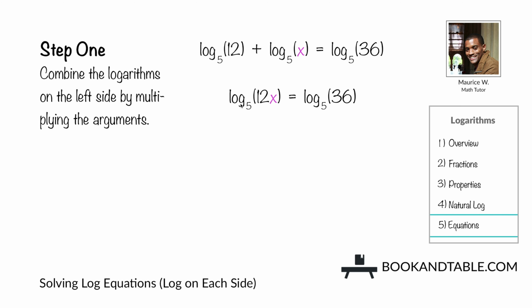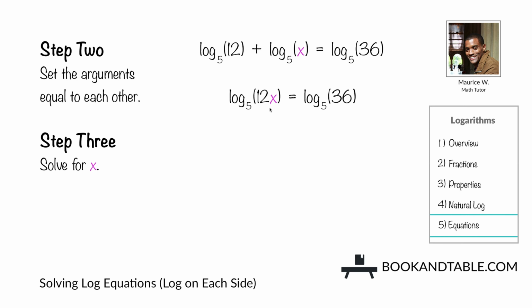And now that we have a log on both sides, and they each have the same base, we can now set the arguments equal to each other. So that would give us 12x is equal to 36. And now we can solve for x. So we divide both sides by 12, showing us that x is equal to 36 divided by 12, which means x is equal to 3.